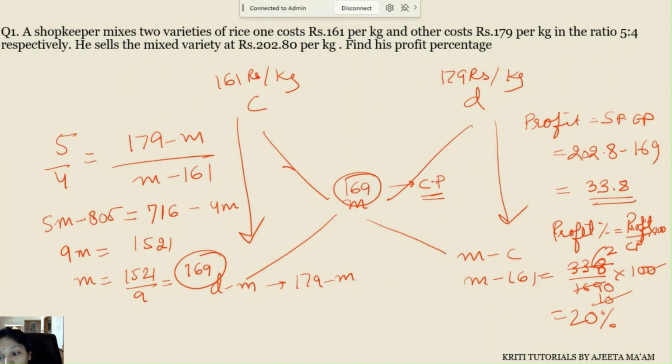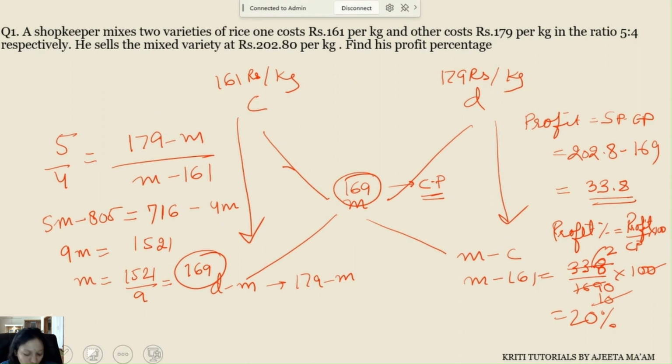Just remember, mean price always gives us the CP of the mixed variety. And after that, you simply use the formula of profit percent, which is profit upon CP into 100. And for profit, we can calculate by SP minus CP. So it's a simple commercial math, that is, you are using the profit and loss concept along with alligation and mixture concept. So that's a simple way to solve it.